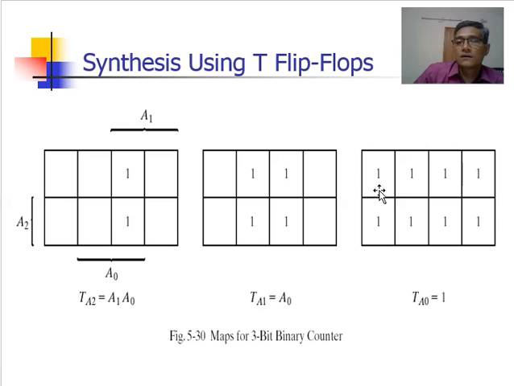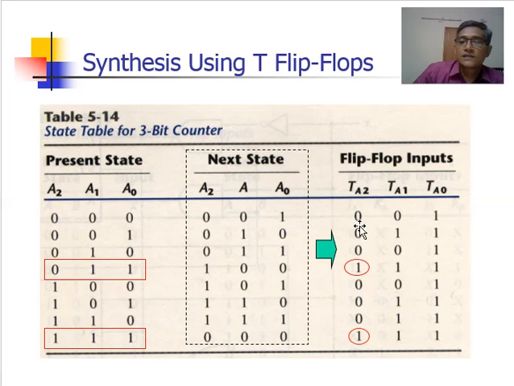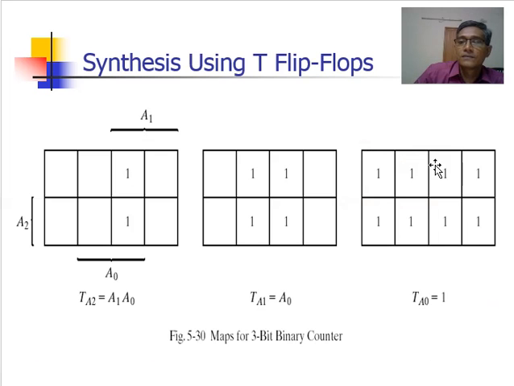So for TA0, all the values of the combination of present state and next state are 1. So all the ones are recorded in each square of the 3 variable map. If all these 8 ones are combined, the value is 1. So the logic 1 high input should be given for TA0.